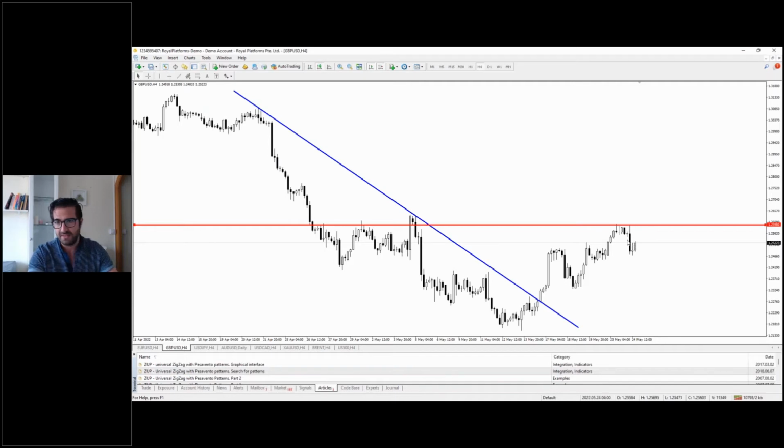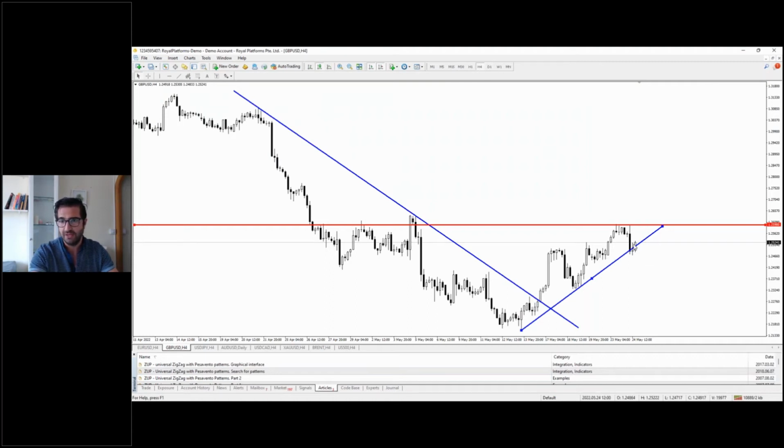So it seems that the sellers are trying to push the market all the way down, but for now it's too early to consider a sell position. If I will drag this, you can see that the market is still respecting the bullish trend line, or the move to the upside. So for now it's too early to consider a sell position.